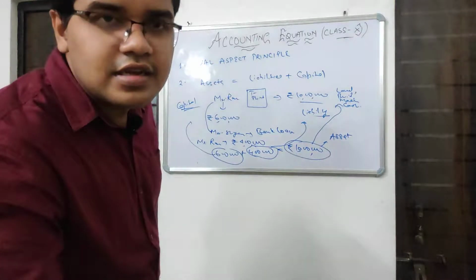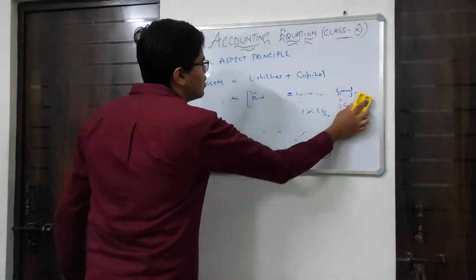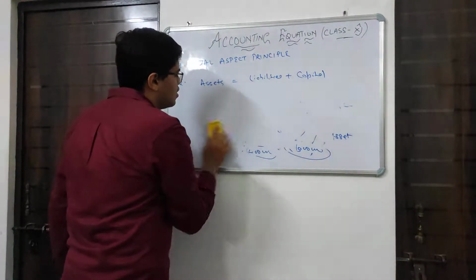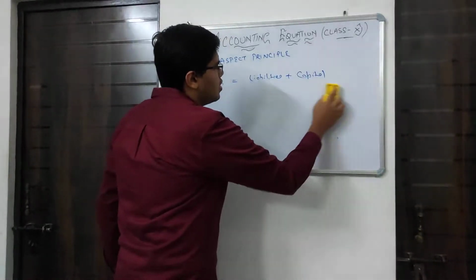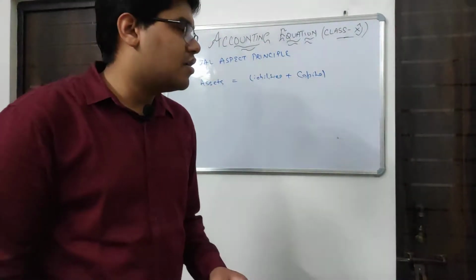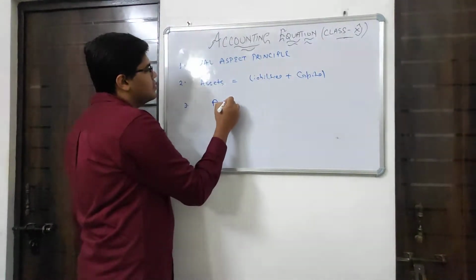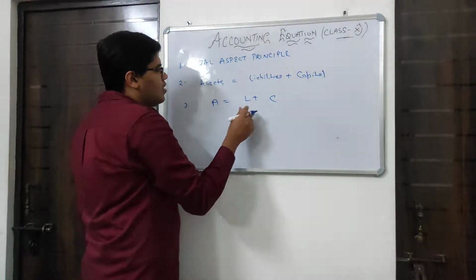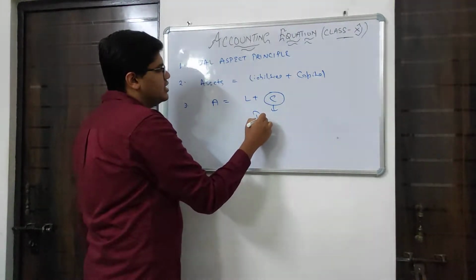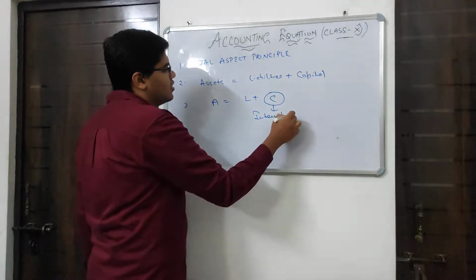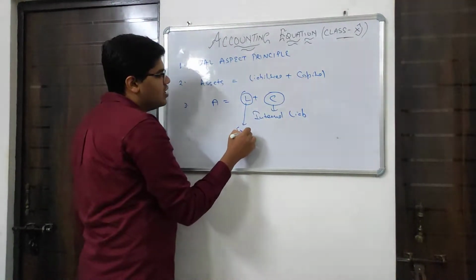Moving on to the third concept. The third concept of accounting states that, as already discussed, asset is equal to liability plus capital. Now, what is capital in this statement? This capital is an internal liability, and this liability is an external liability.